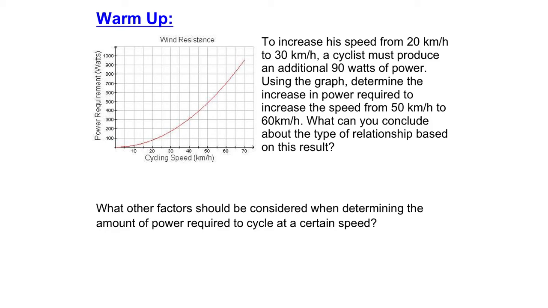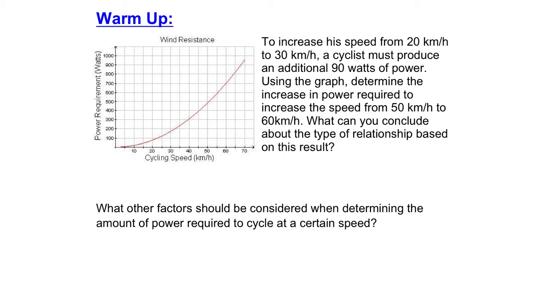Before starting the lesson, try to answer this warm-up question. To increase his speed from 20 kilometers per hour to 30 kilometers per hour, a cyclist must produce an additional 90 watts of power. Using the graph, determine the increase in power required to increase the speed from 50 kilometers per hour to 60 kilometers per hour.